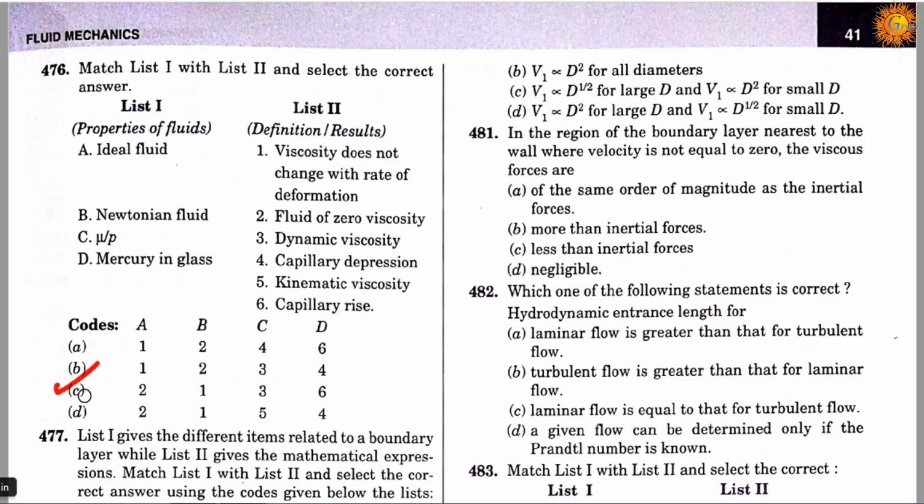and it means the ideal fluid is connected to the fluid of zero viscosity, and Newtonian fluid is connected to viscosity does not change with the rate of deformation. Okay, and mu upon rho is connected to kinematic viscosity, and mercury in glass means it's a capillary depression.